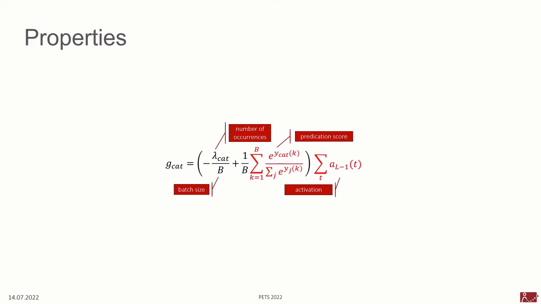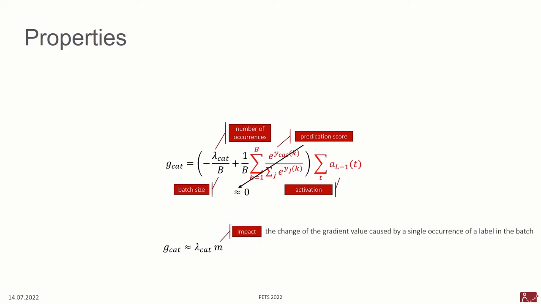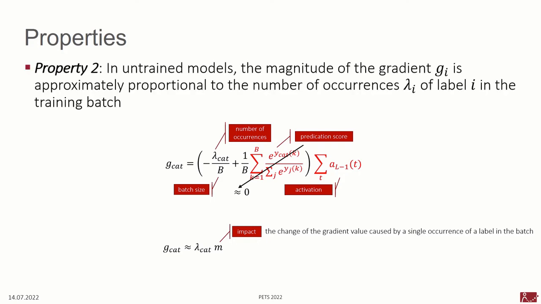while training the model. However, we noticed in our empirical analysis that the sum of the prediction scores is close to zero when the model is untrained, and that we can express the gradient value as a linear equation of lambda, where we define m as the impact, which is the change of the gradient value caused by one occurrence of the label. Based on this observation, we formulated our second property: in an untrained model, the gradients are approximately proportional to the number of occurrences.